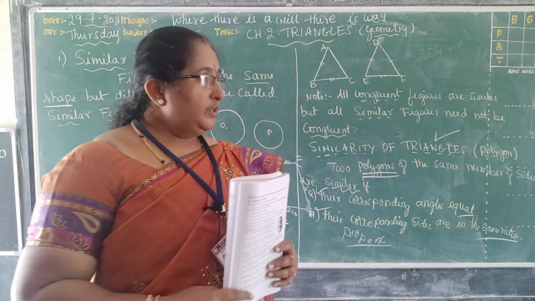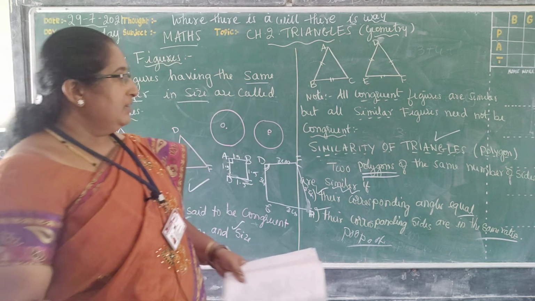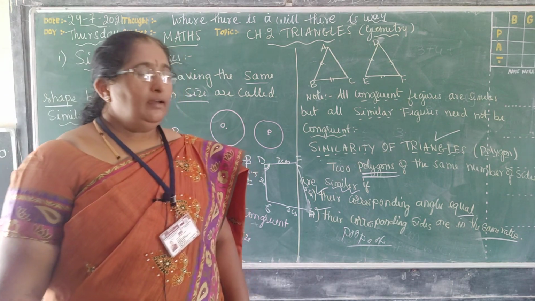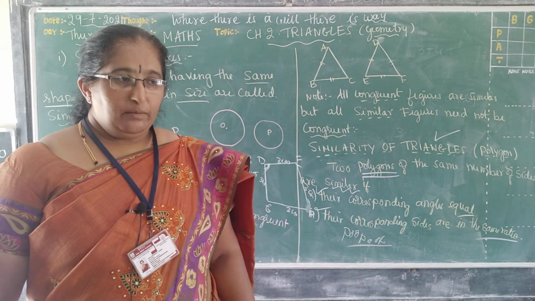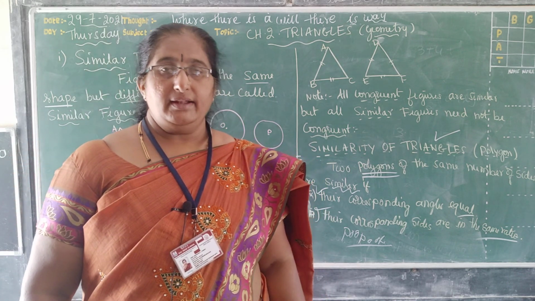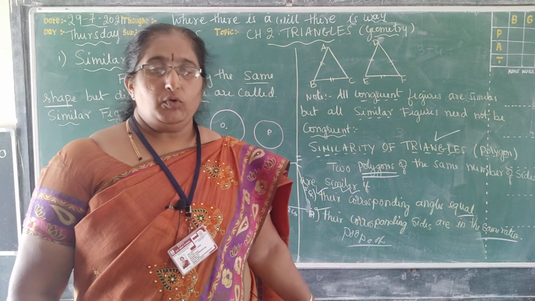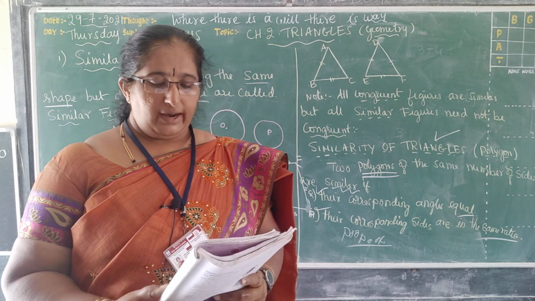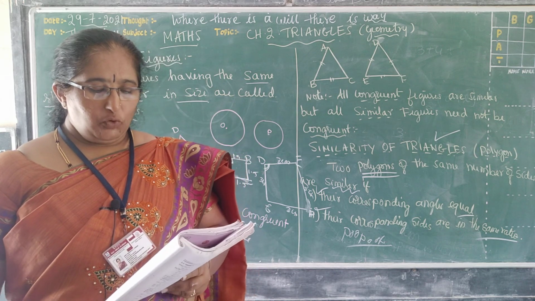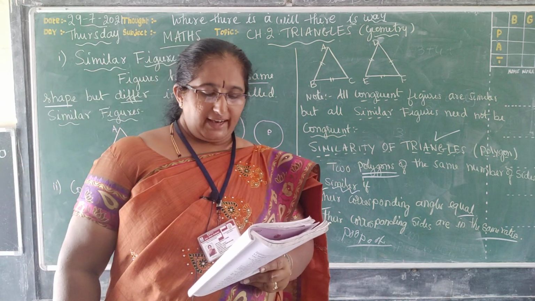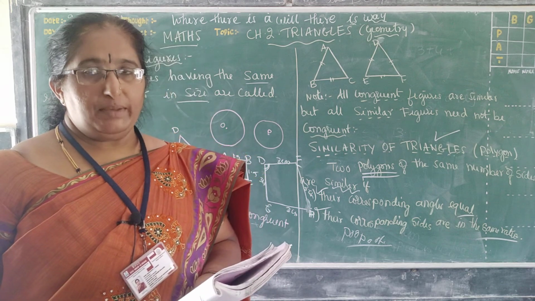Okay children, so this was the introduction part of your chapter triangles. In the summary part of your textbook there are statements which need to be written in the classwork. So first you need to write those and then you have to write the exercise 2.1 in the classwork, and you can give your own different examples for pair of similar figures.